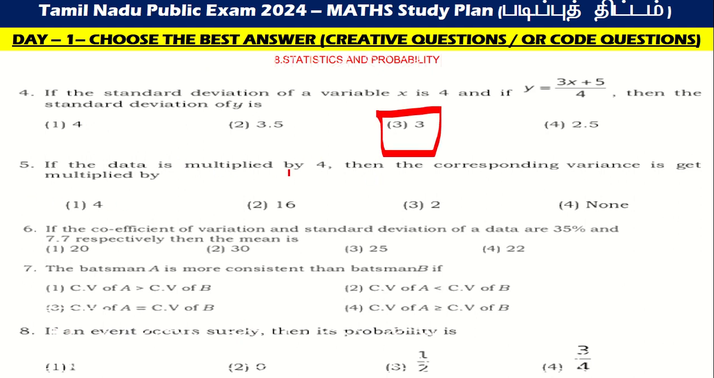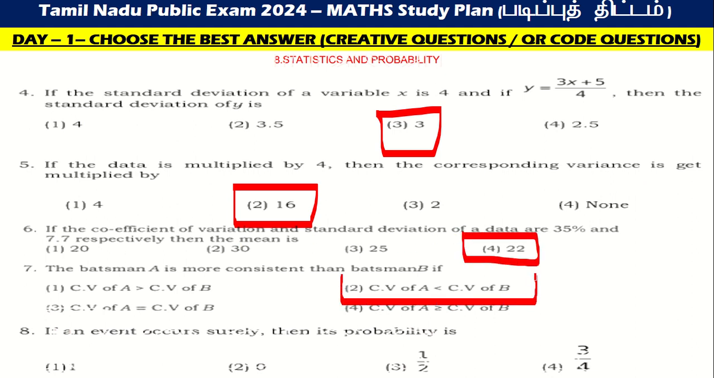If the data is multiplied by 4, then the corresponding variance gets multiplied by 16. If the coefficient of variation and standard deviation of a data are 35% and 7.47 respectively, then the mean is 22. Then 7 is CV of A less than CV of B. And 8th point is value is 1.